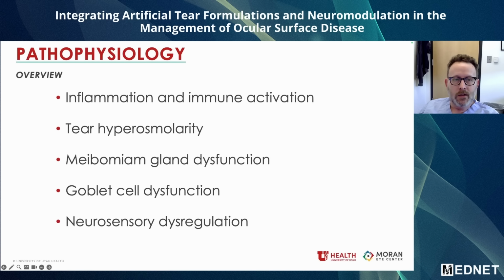Now begin discussing what actually goes wrong in ocular surface disease. So this slide summarizes some of the major players in dry eye disease. Inflammation is a major player, hyperosmolarity of the tears, meibomian gland dysfunction, goblet cell dysfunction, neurosensory abnormalities, which are really interesting. And importantly, these processes rarely occur in isolation. Once the system loses homeostasis, multiple positive feedback loops can begin to drive disease progression.